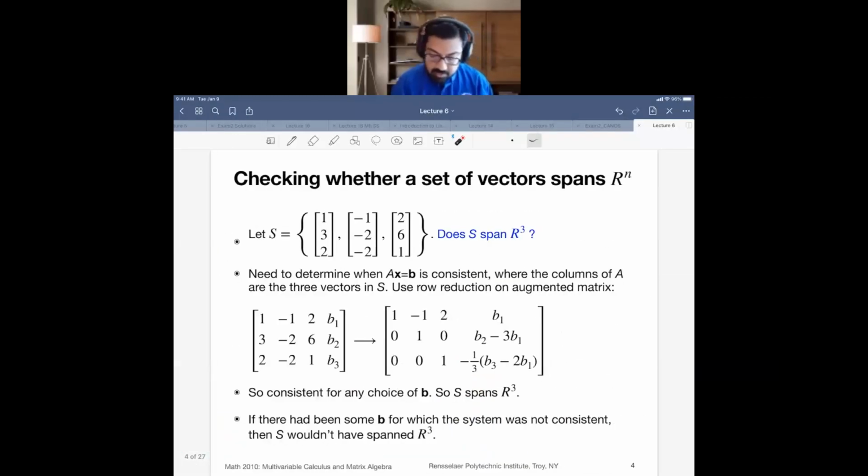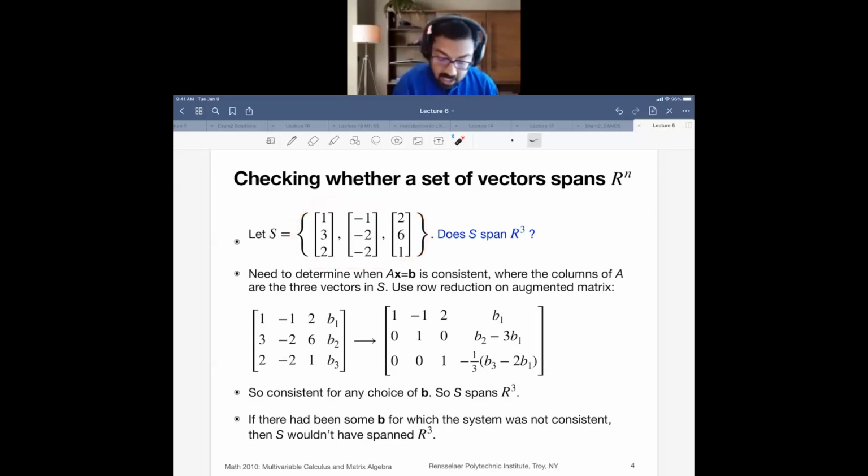All right, so let's see. How do you check whether a set of vectors will span your R to the n Euclidean space? So let us start with some set of vectors S. It has 3 vectors over here. Each of them belongs to R cubed. Now the question over here is, does S, this particular set of vectors, span R cubed?